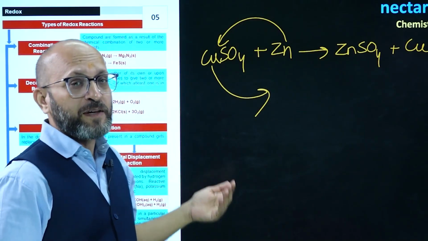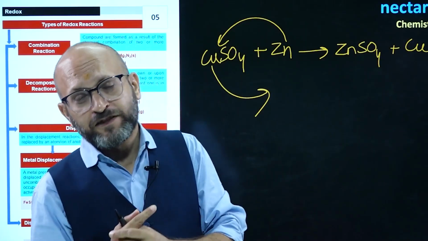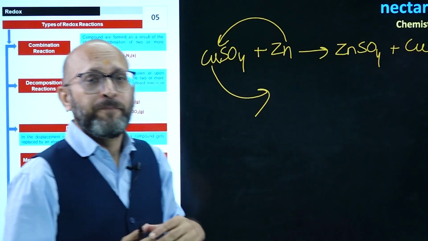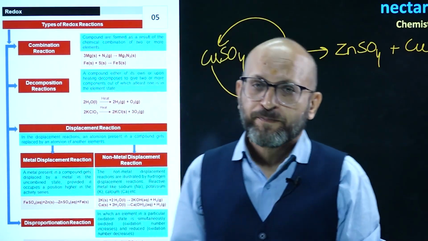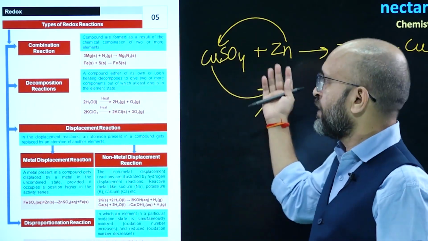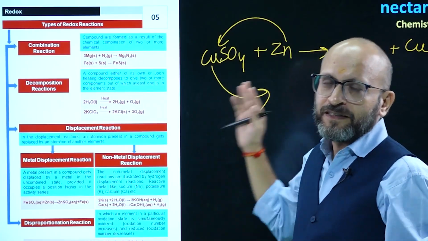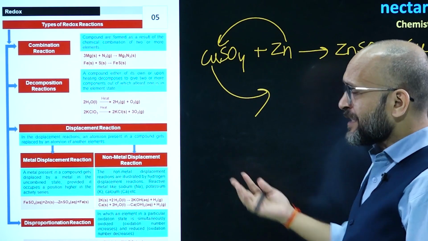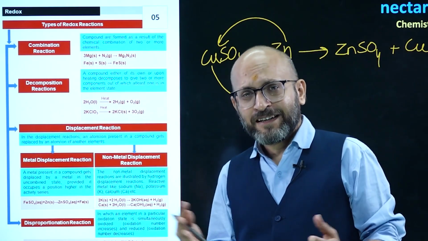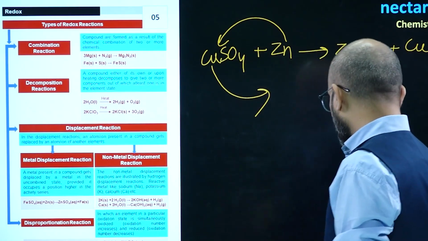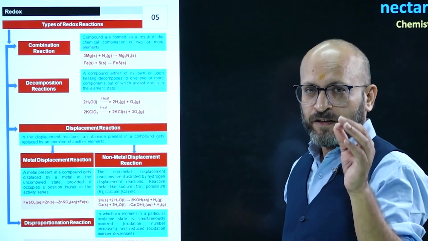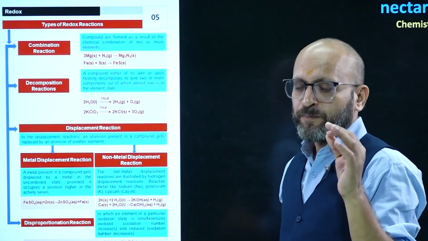Which type of displacement is this? This is metal displacement, because zinc is a metal and copper is a metal as well. Both are metals, but zinc is more reactive, so it forms the salt, and copper is displaced. So this is a metal displacement. Similarly, you can have non-metal displacements. And now I will explain the fourth category of redox reaction, that is disproportionation.